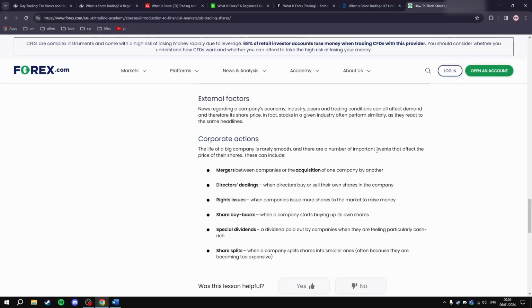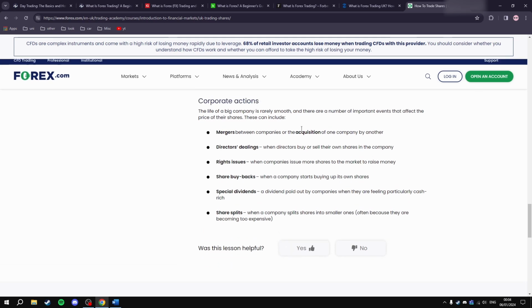So like all the food companies might perform similarly, because if anything regarding food comes out, say, the cheese companies, and suddenly the price of milk increases, then all of them are going to be affected the same way.